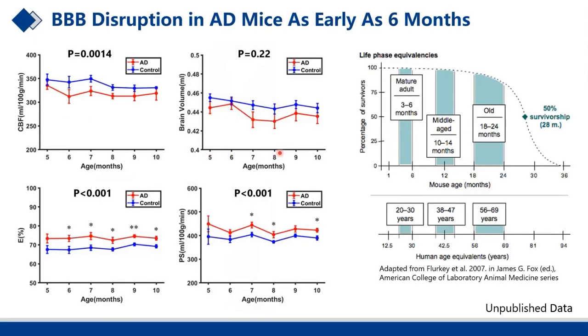And here we did a longitudinal study in those AD model mice, and we found that as early as 6 months, there is an increase in the water extraction fraction when you compare the AD mice with controls. And also the PS started to increase significantly at 7 months. So what does that mean? The 6 months in the mice actually corresponds to 30 years old in humans, which suggests that the BBB dysfunction or disruption is indeed a very early event in Alzheimer's disease.